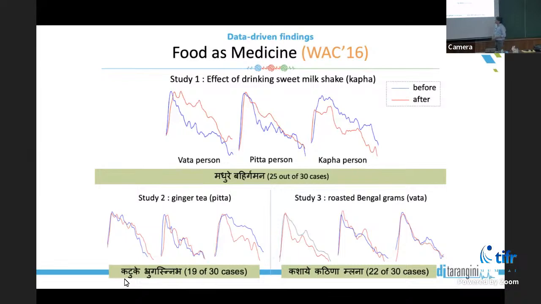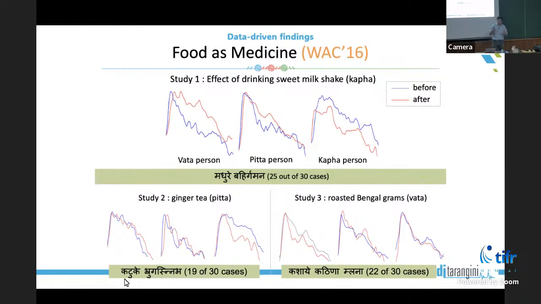I'll go through a few results in the next 10-15 minutes, which we have published. A few of them I'll show. The very first paper after the CSIR grant was on food, how food works as medicine. We selected 30 students to start with, 10 of Vata category, 10 of Pitta category, and 10 of Kapha category. In Pune, there is something called Mastani, where you get a thick milkshake with ice cream. Then there is ginger tea and something with Harbara Chana. These are foods which increase Vata, Pitta, and Kapha inside your body. We did this for multiple days for all those students.